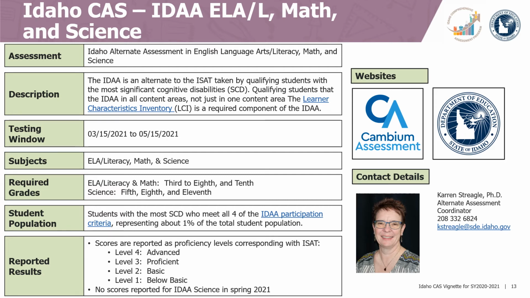This school year, the IDAA will be administered in ELA, Math, and Science, with the grade levels for Science being 5, 8, and 11. I also want to point out that the IDAA Science will be a field test and therefore no scores will be reported. Contact Dr. Karen Striegel with any questions or comments you might have on the IDAAs.